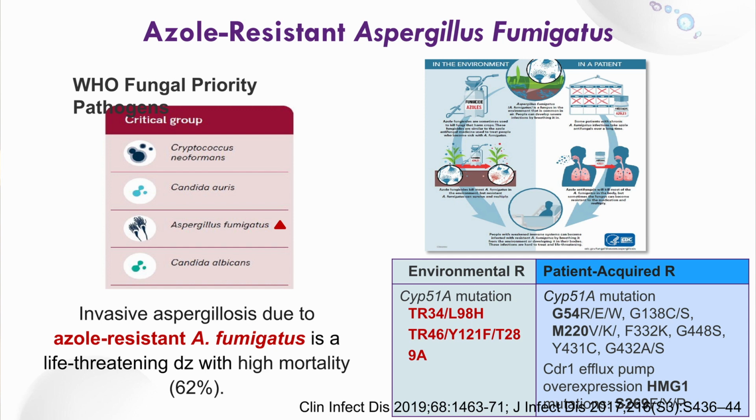Invasive aspergillosis due to azole-resistant fumigatus is a life-threatening disease with high mortality. And Dr. Sharon just mentioned that fumigatus was put on the WHO list of the critical group of fungal pathogens.